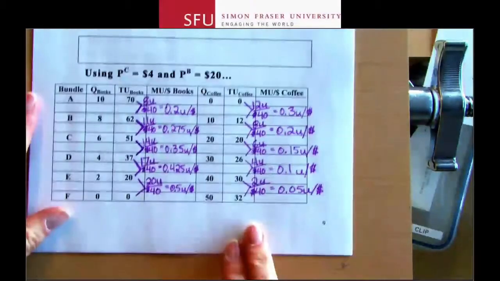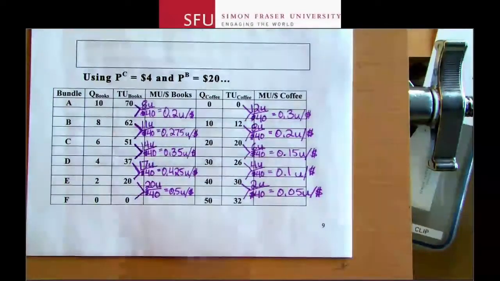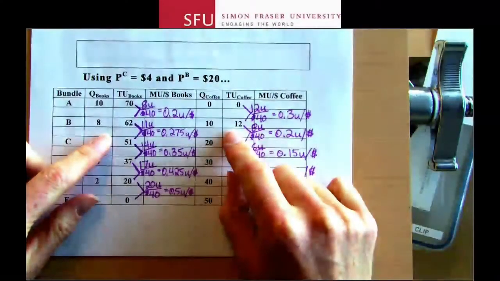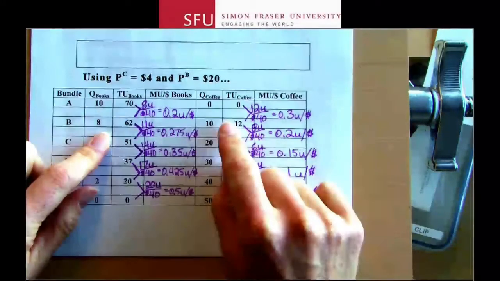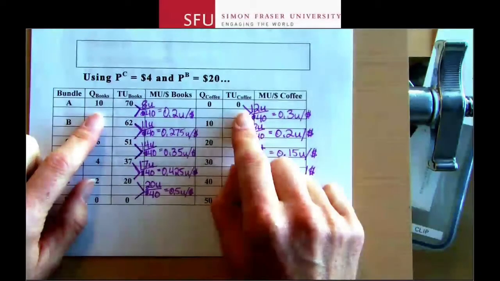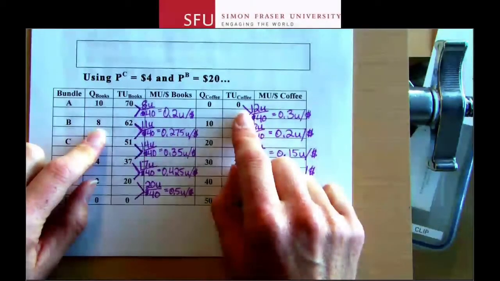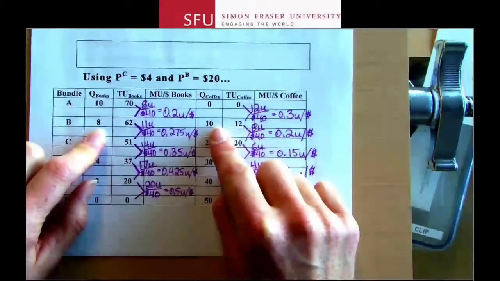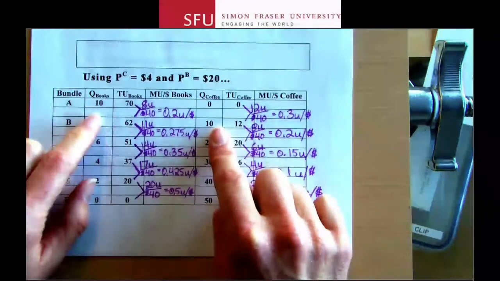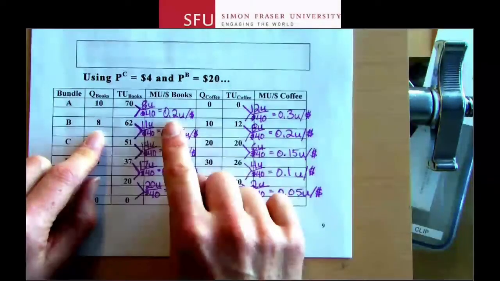Okay, all right, so now you're going to compare the two. All right, so let's say you're comparing bundle A and bundle B. Now with bundle A, you're getting no coffee, but you're getting 10 books. And then in bundle B, you would give up 2 books in order to get 10 cups of coffee. Now, when you give up the 2 books by going from here to here, you're giving up 0.2 units of utility per dollar.